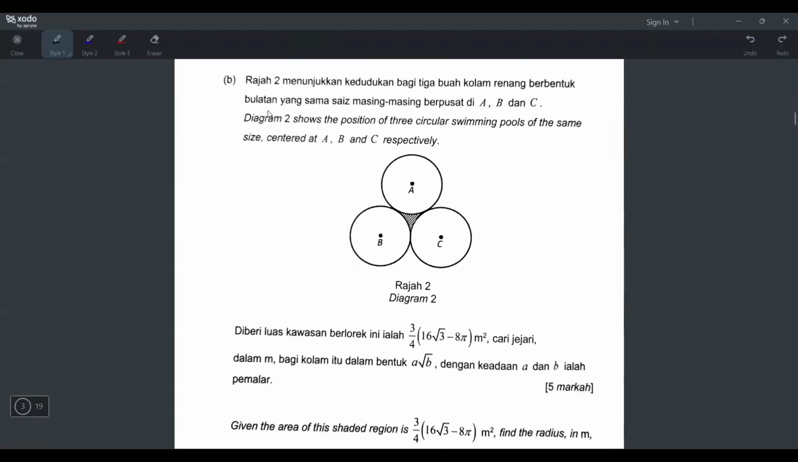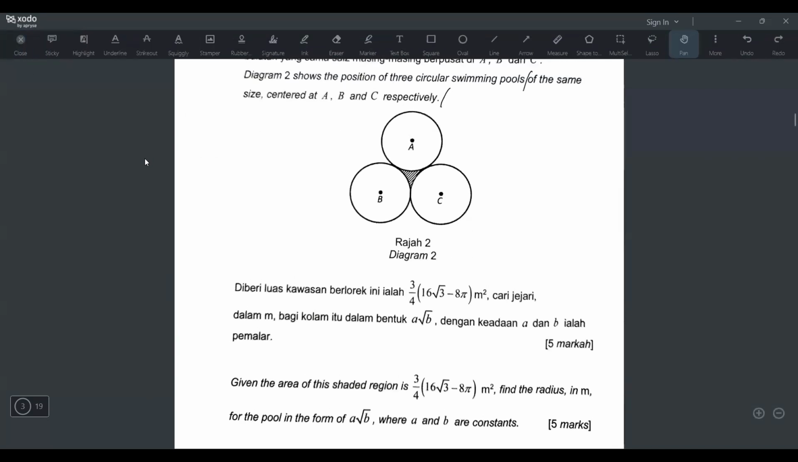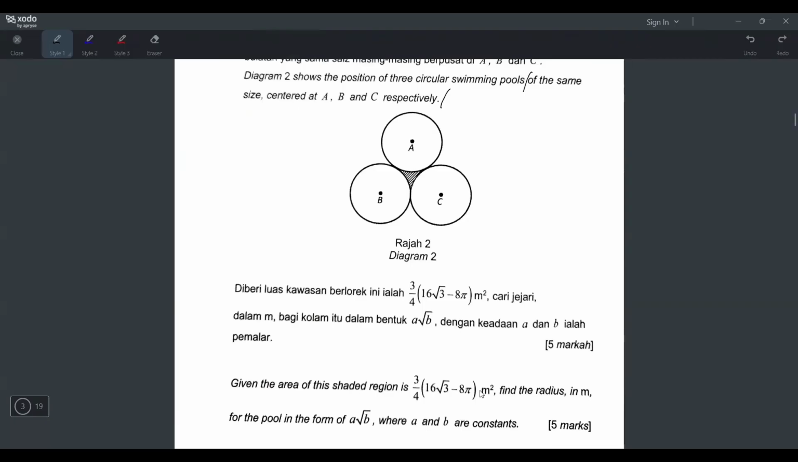All right, let's continue. B. Diagram 2 shows the position of three circular swimming pools of the same size center at A, B, C respectively. So we have three swimming pool, circular. Okay, now they say given the area of shaded region is 3 over 4, and then bracket all these things, right? Okay, this one can expand actually, right? Okay, let's just expand now. 16 times 3, 48, divide 4, 12 square root 3 minus 3 over 4 times 8, potong potong, left with 2 times 3, 6 pi. Okay, so this is the area of shaded region for now.